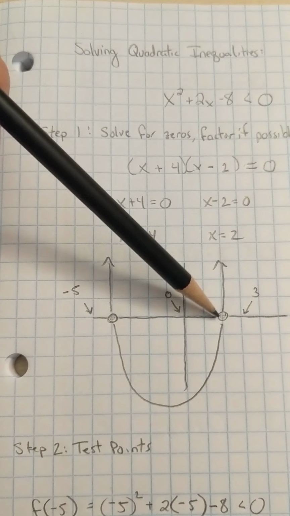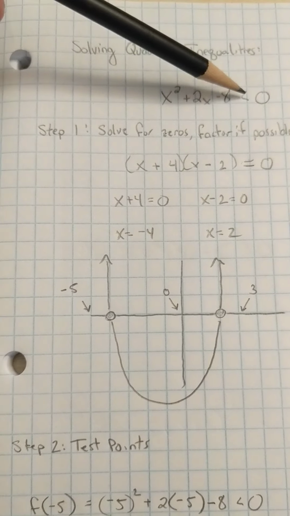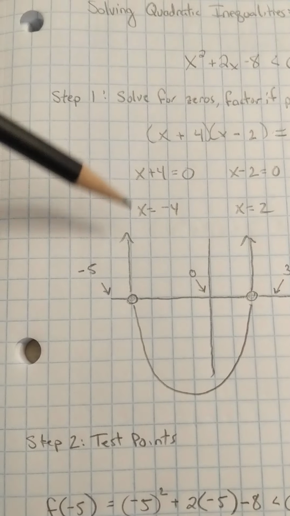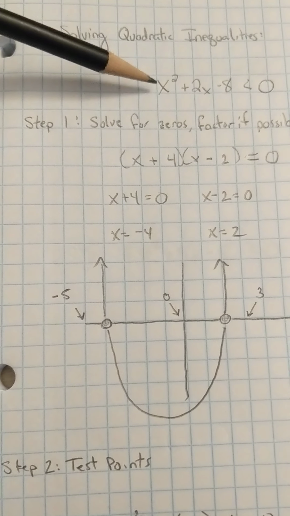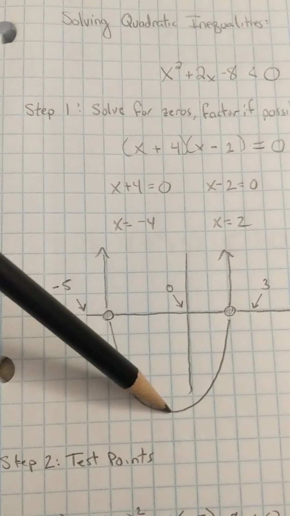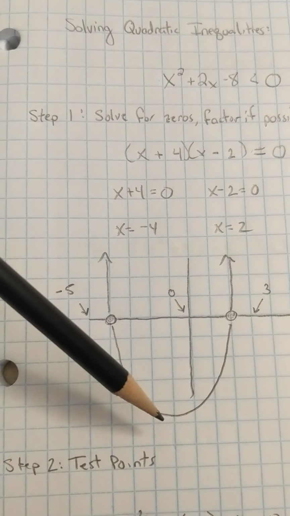Now I also made those open circles because it is a less than symbol, not a less than or equal to symbol. Now I just sketched the graph. I knew it was a positive quadratic, so it's going to be going up. And I didn't really care where the vertex was because that's not what's important.